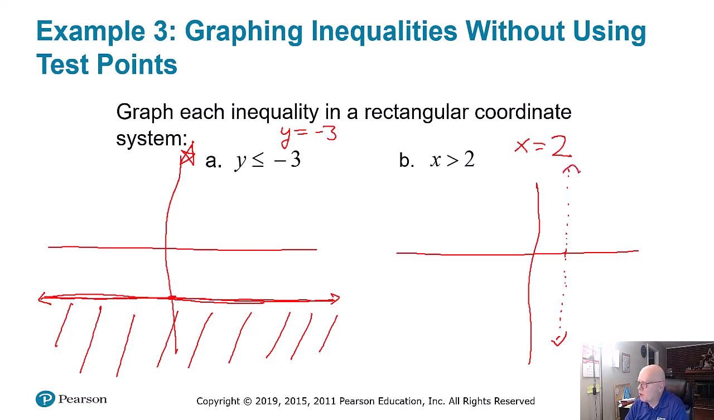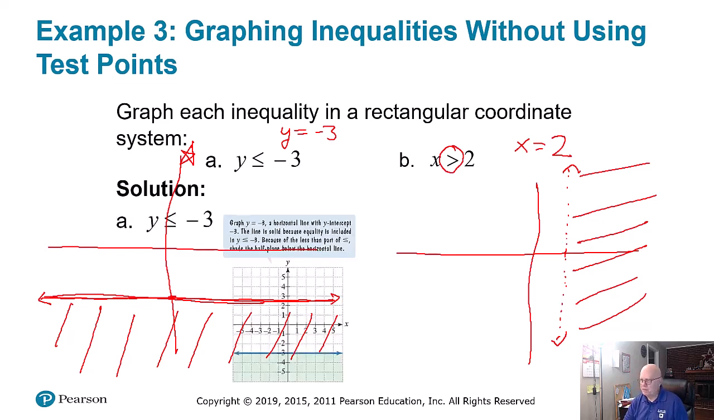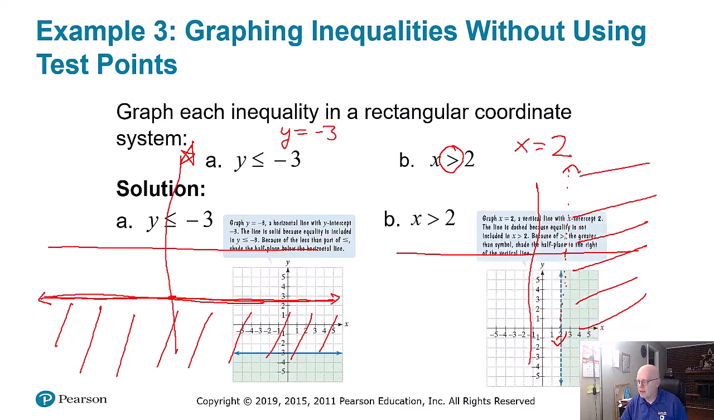Which side for that one? Well, it's greater than 2, so numbers over here would be part of our graph. Notice we have a dashed line or a dotted line because it's a strict inequality. No equals involved here. There's the first picture, over top the one we did, and the second picture.